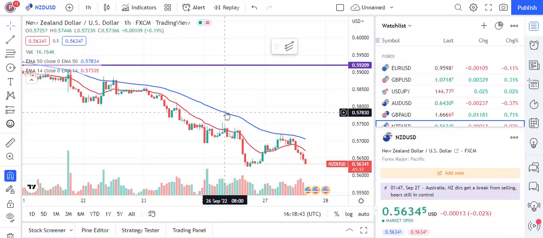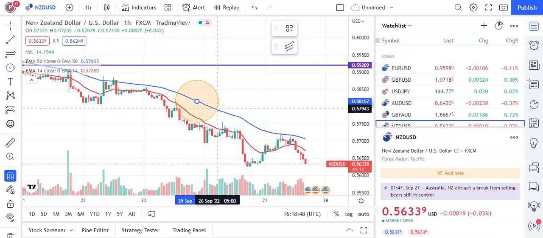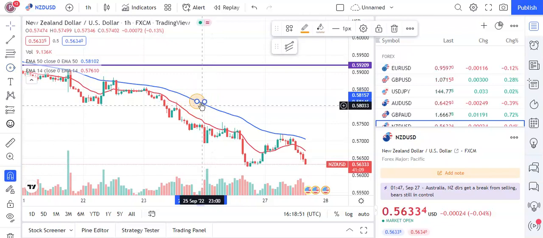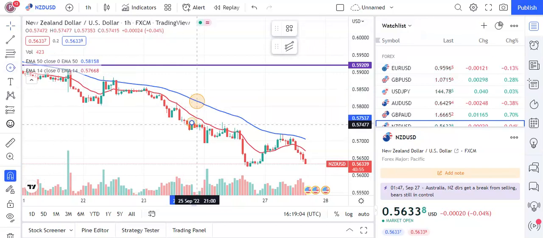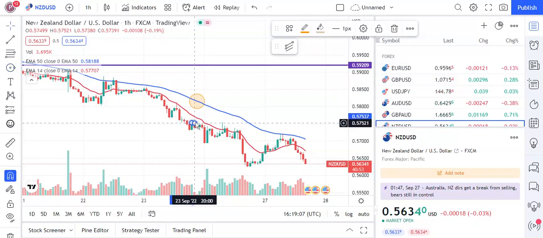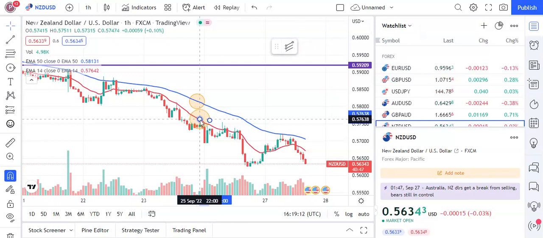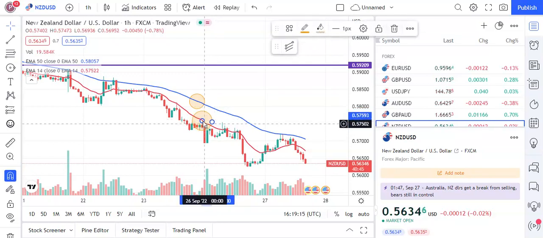The blue line, as you can see, this blue line here, is my 50 EMA, exponential moving average. While the red line here is my 14 EMA, exponential moving average. So I'm going to be explaining to you how I use these two lines to trade.